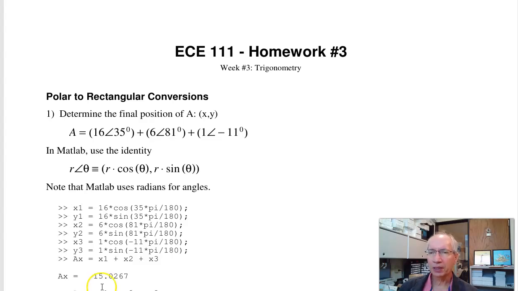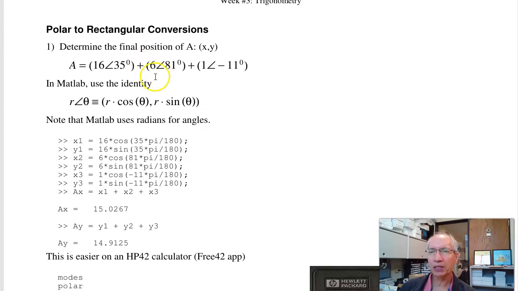The first problem is, suppose I have three vectors in polar form. What is the sum of those three vectors? And what that means physically is if I am walking, I go 16 miles at 35 degrees. Here's x and y. I then go 6 miles at 81 degrees, then 1 mile at minus 11 degrees. Where do I wind up?